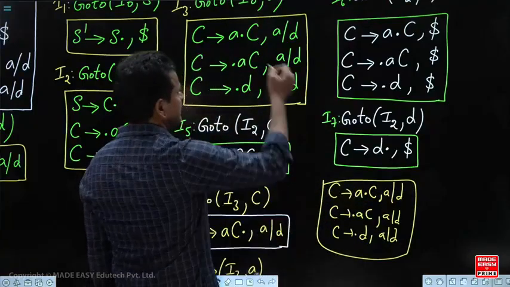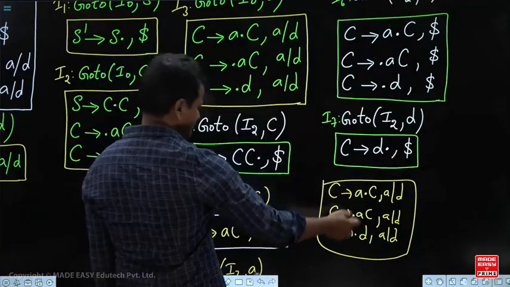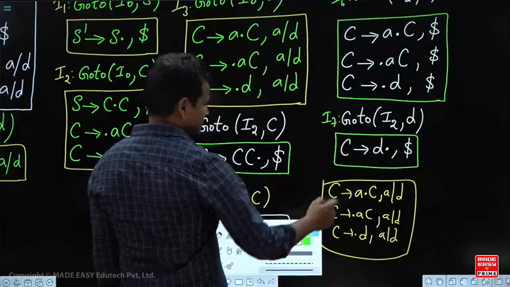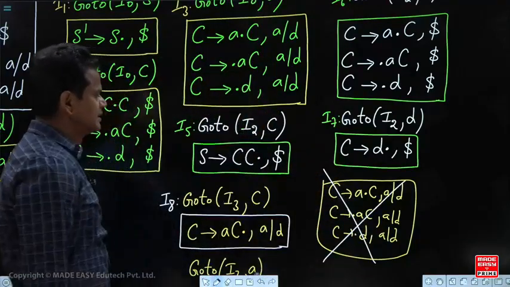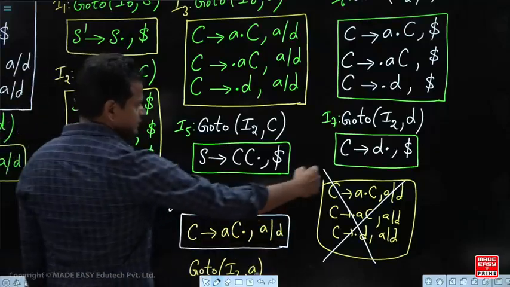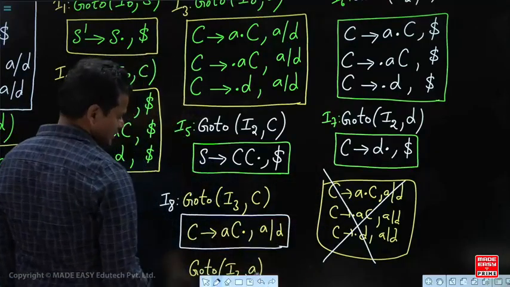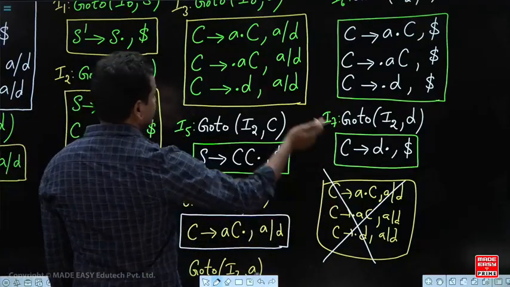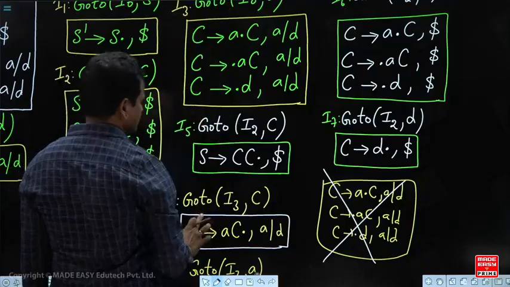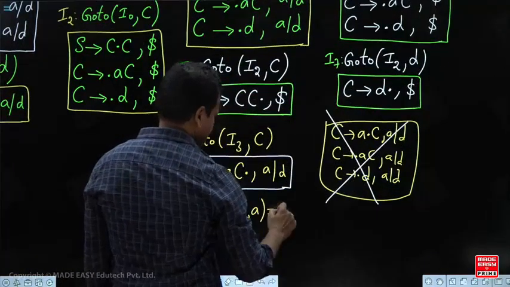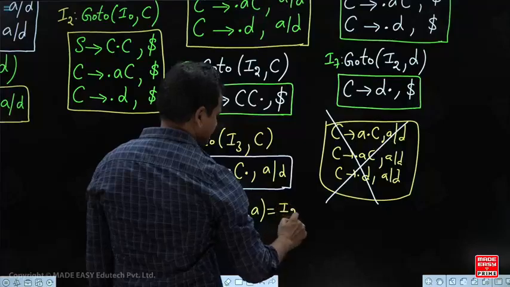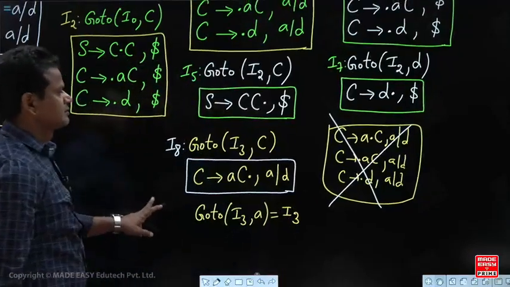Are this one and this one both the same or not? Look at this and this, both are the same as it is. So I should not give a new name. So what should I do? Goto of I3 comma A, I'll go for I3 only. I3 comma A is I3 only. Got it?